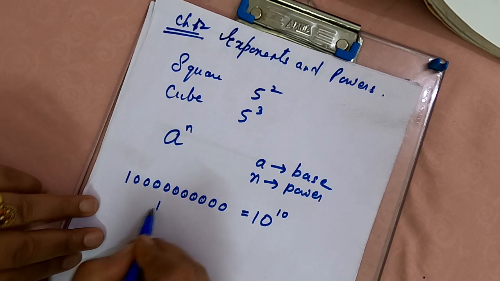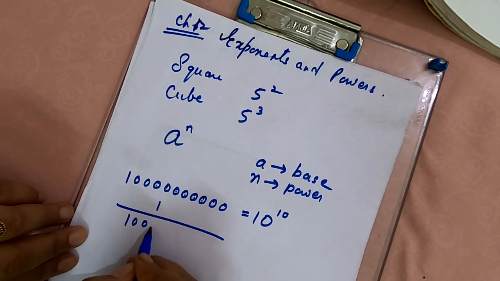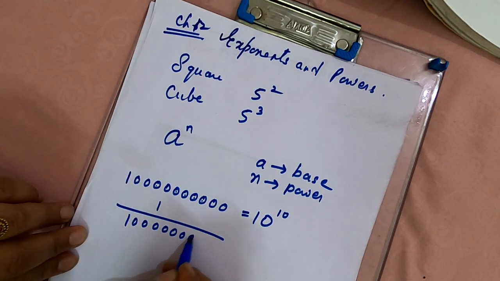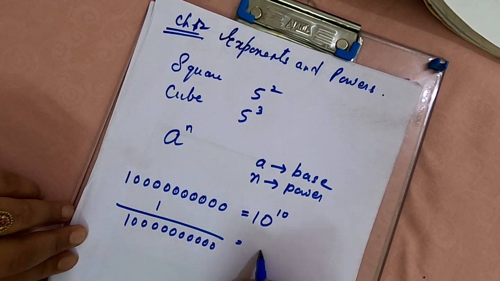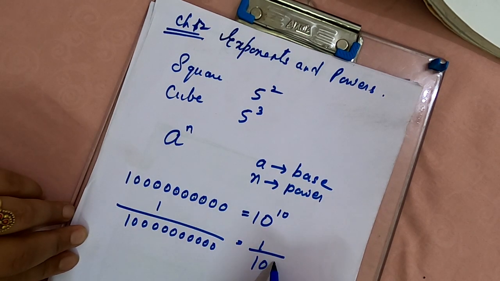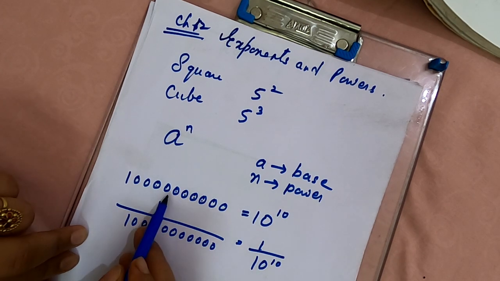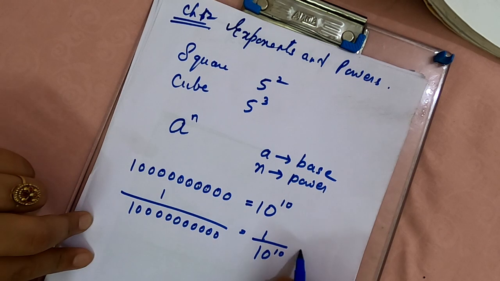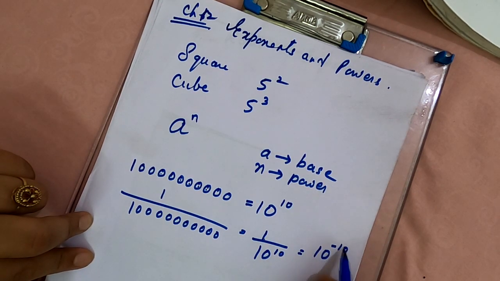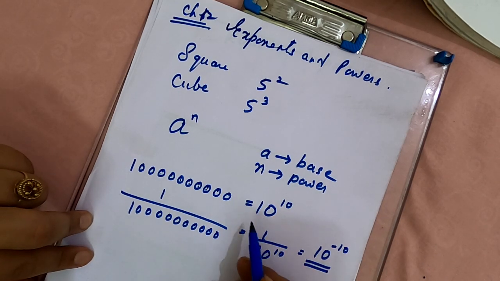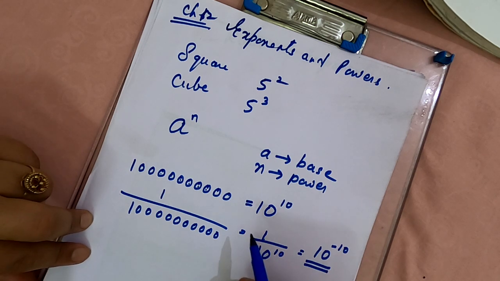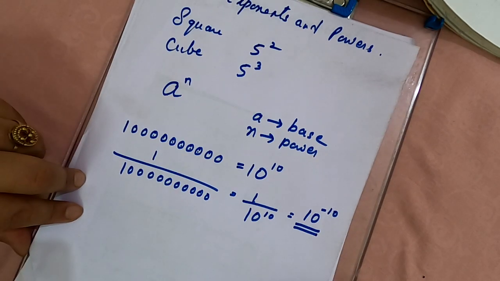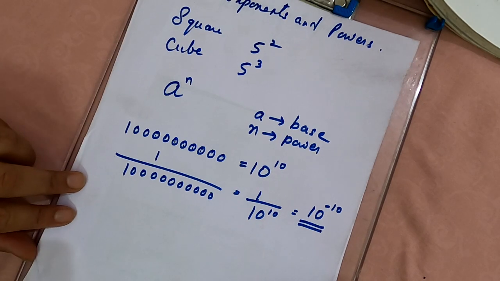Similarly, these kinds of numbers can be expressed as 10 raised to power 10. This is a very large number, and this kind of number is a very small number. If the power is in the denominator, when it comes to the numerator it will be minus 10. This is a very small number and this is a very large number. To express such numbers only, exponents and powers have been introduced.